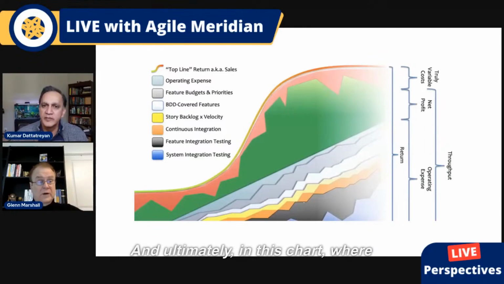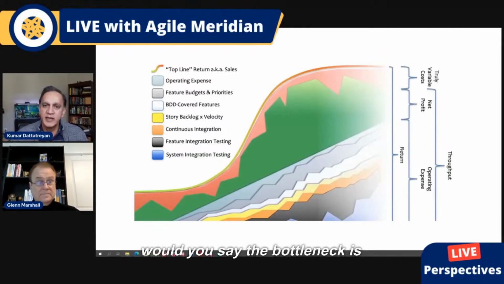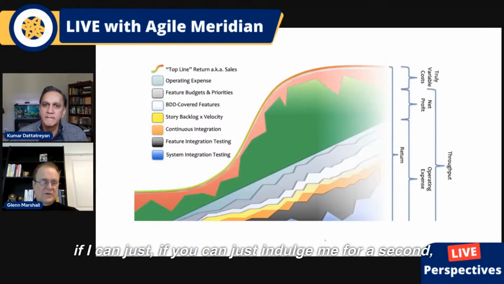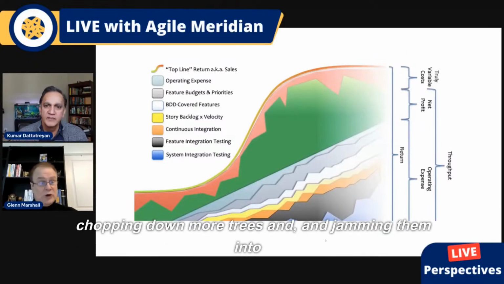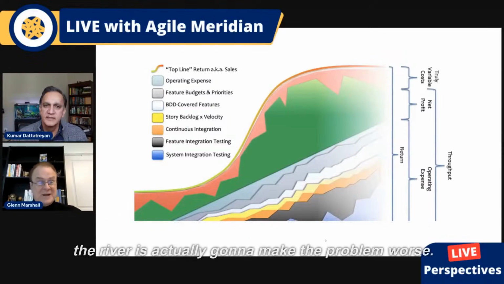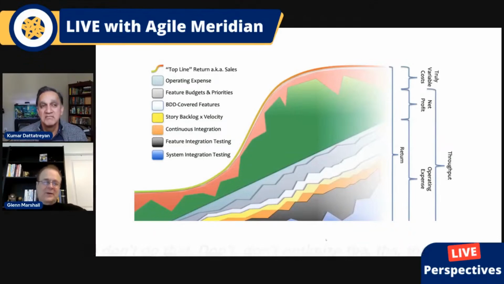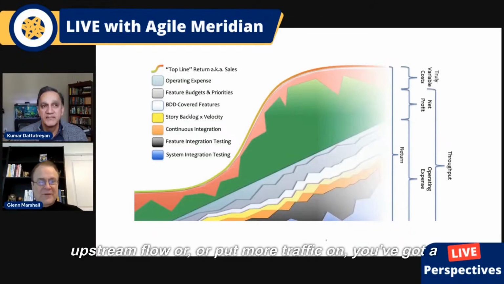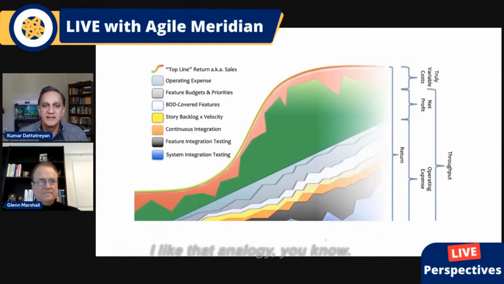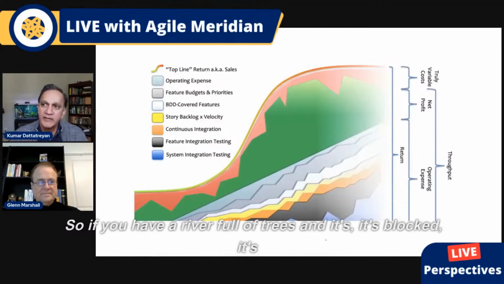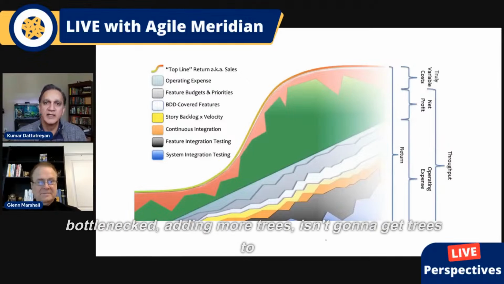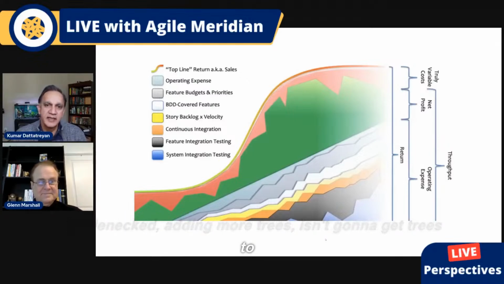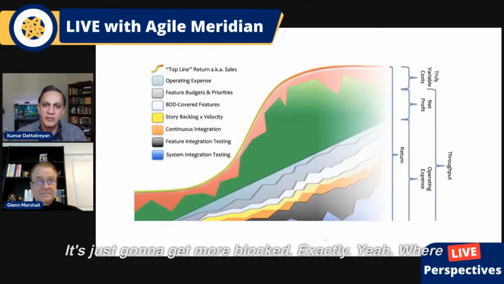Right. And ultimately, in this chart, where would you say the bottleneck is? If you can just indulge me for a second, chopping down more trees and jamming them into the river is actually going to make the problem worse. So don't do that. Don't optimize the upstream flow or put more traffic on. You've got a bottleneck, fix it. And there's always a bottleneck somewhere. I like that analogy. If you have a river full of trees and it's blocked, it's bottlenecked, adding more trees isn't going to get trees to the finish line. It's just going to get more blocked.